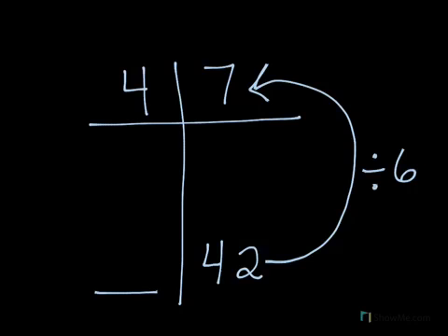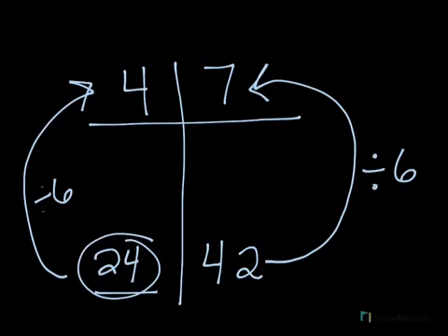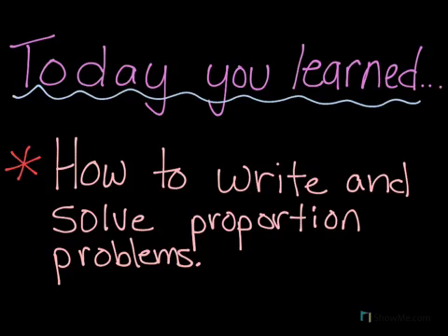So over here, some number also divided by 6 is going to give me 4. So the opposite of division is multiplication. So I know 4 times 6 is 24. So that is the second way to solve it. Today you learned how to write and solve proportion problems.